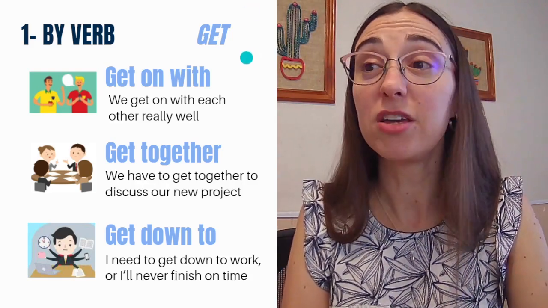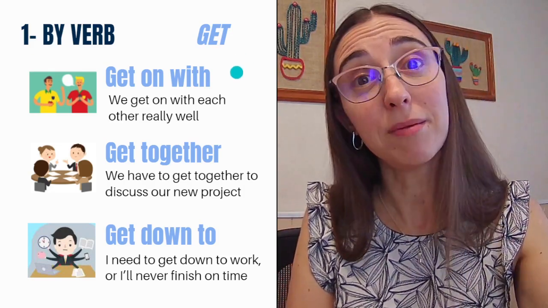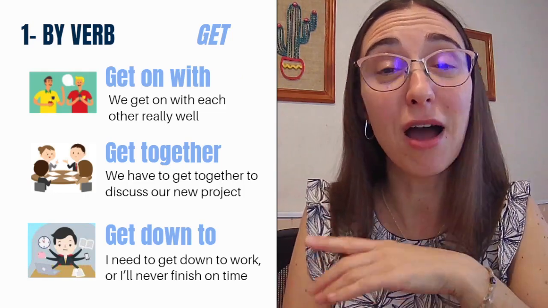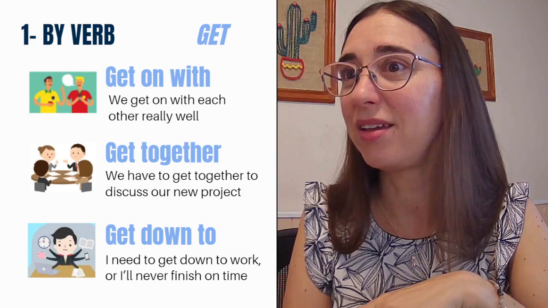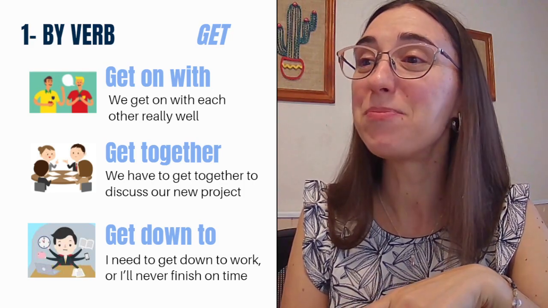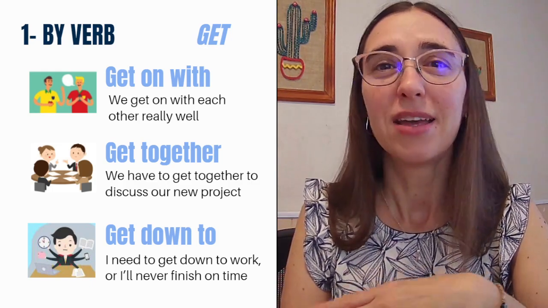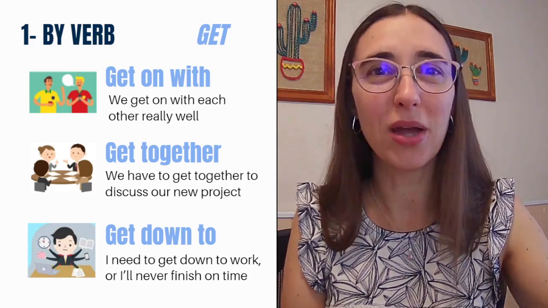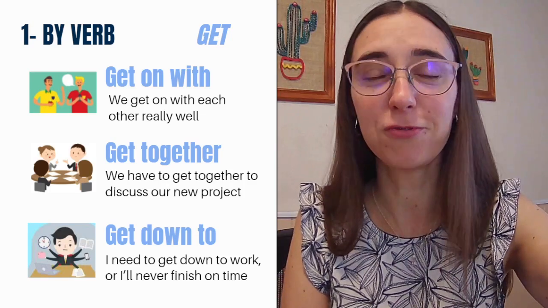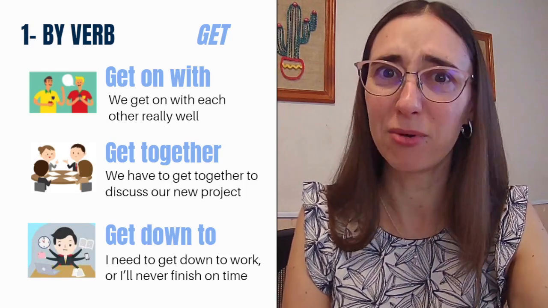Look at the examples we have here with get. It could be get on with. Look at the picture. These 2 friends are chatting, smiling. Apparently they're football fans, yes. And I'm sure they like different football teams because of the color of their t-shirts. And it says, we get on with each other really well. So what's the idea of get on with? To have a good relationship. You can use it in a positive form, in the negative form. We don't get on with each other. That means to have a bad relationship.